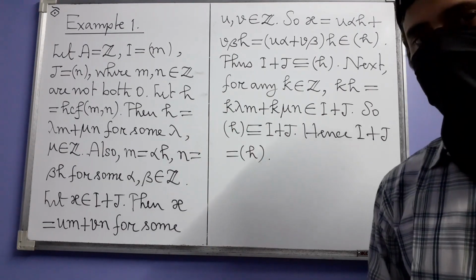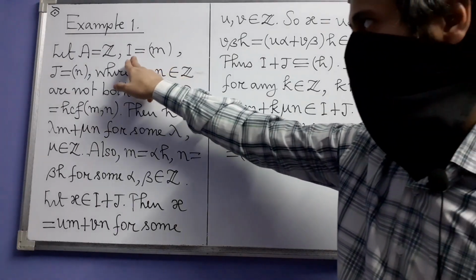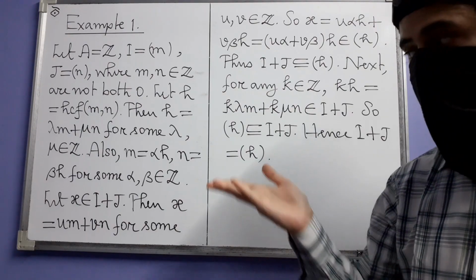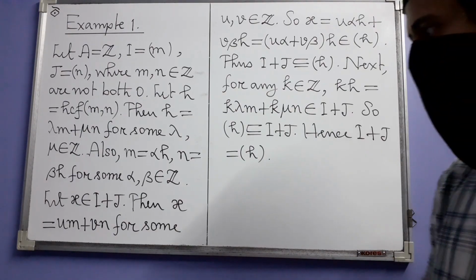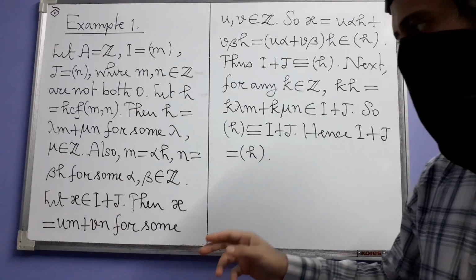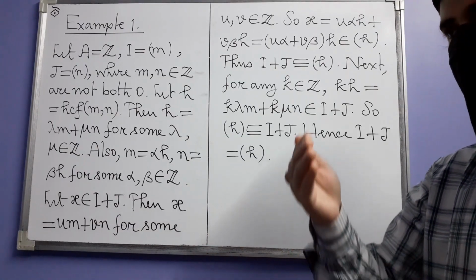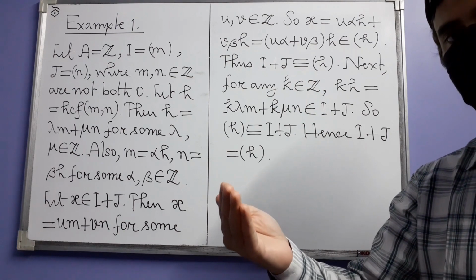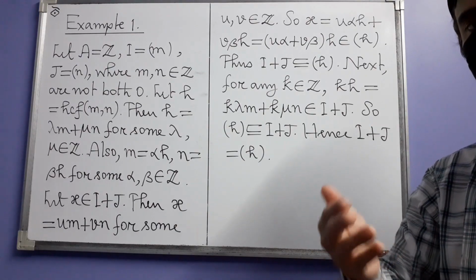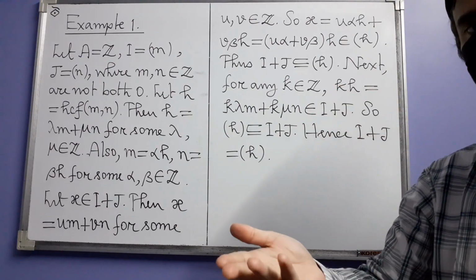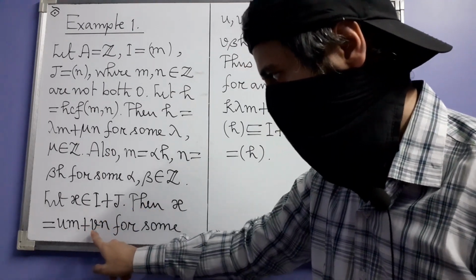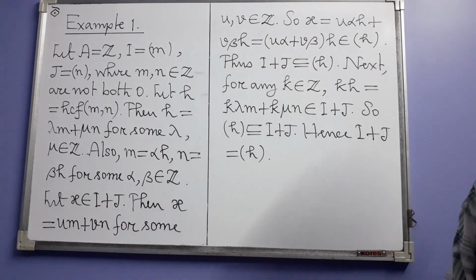Now what do we do with this h? It turns out that the sum of I and J is actually the principal ideal generated by that h. Let us see how. Suppose we take any element x in this sum. What will x look like? x is the sum of some element of I and some element of J. Because I and J are these ideals, these elements will be multiples of m and multiples of n respectively. So accordingly, x becomes um plus vn for some integers u and v.